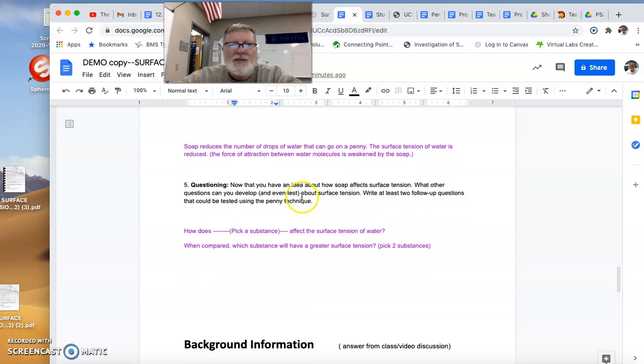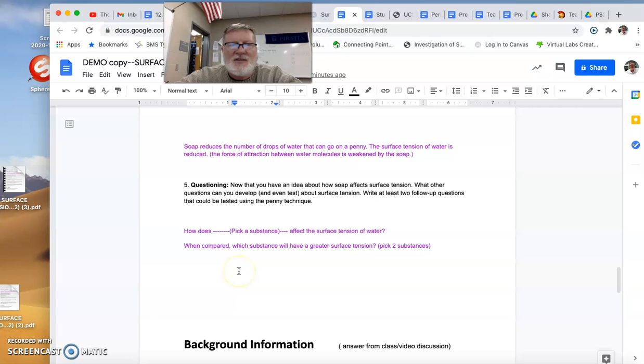And now that you have an idea about how soap affects surface tension, what are some other questions you could use? So you could pick another substance. How does vinegar affect the surface tension of water? And dip a penny in vinegar. And so you could pick any substance here and test its effect on the surface tension of water. Again, that would be continuing to test the surface tension of water.